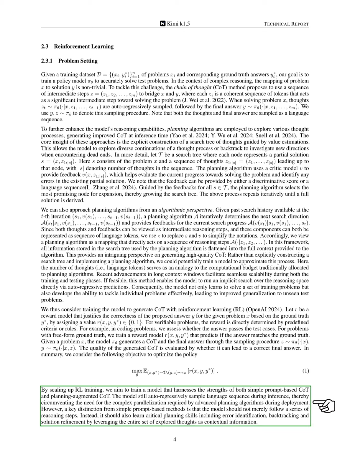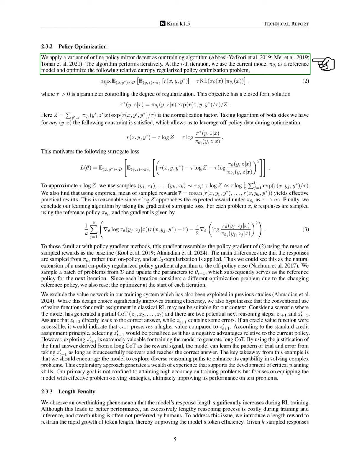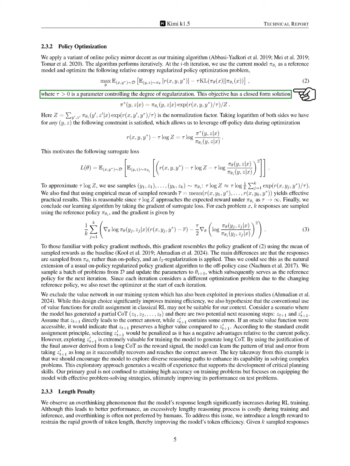Section: Policy Optimization. In this section, we apply a version of online policy mirror descent as our training algorithm. The algorithm works iteratively. At each iteration, we use our current model as a reference and optimize a policy optimization problem that includes a regularization term. This regularization is controlled by a parameter that we set. The objective has a straightforward solution, where we calculate a normalization factor based on our current model and the rewards we receive. To estimate this normalization factor, we use samples from our current policy.